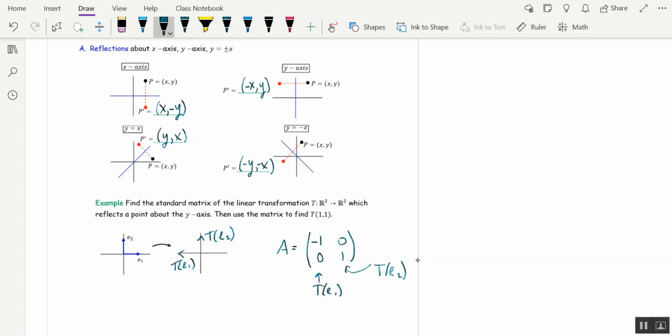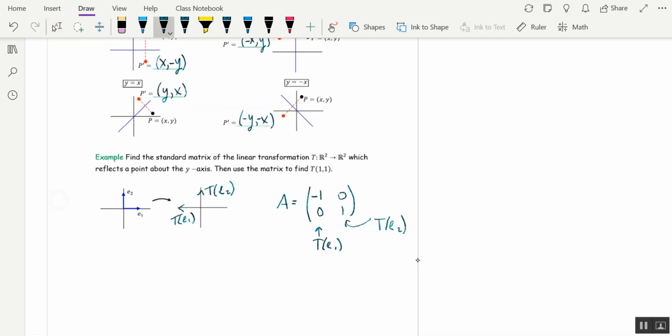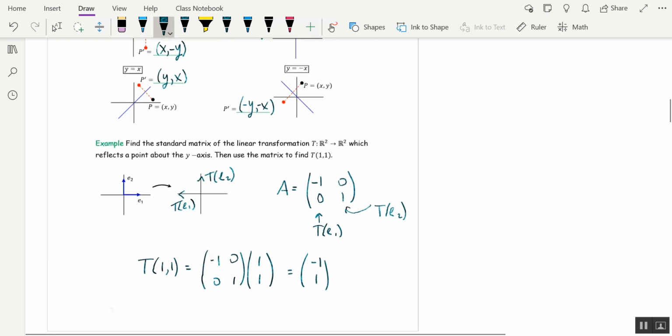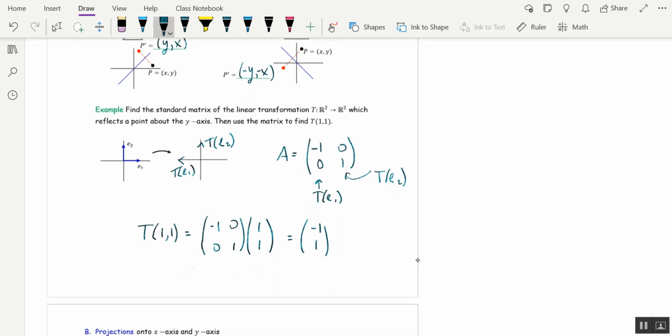Okay, use the matrix to find T of 1, 1. So T of 1, 1 is just the matrix A times the vector 1, 1. And that's negative 1, 1. Now, we didn't need a matrix to tell us that. Let's just look at the geometry. We've got the vector 1, 1 right here. If we want to reflect that about the y-axis, it's just going to flip over here to negative 1, 1. And that's exactly what we got when we did that matrix multiplication.